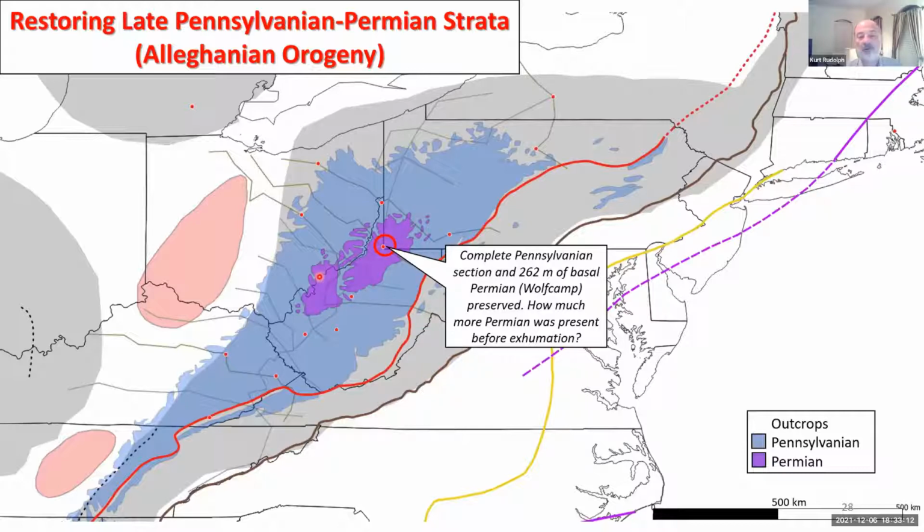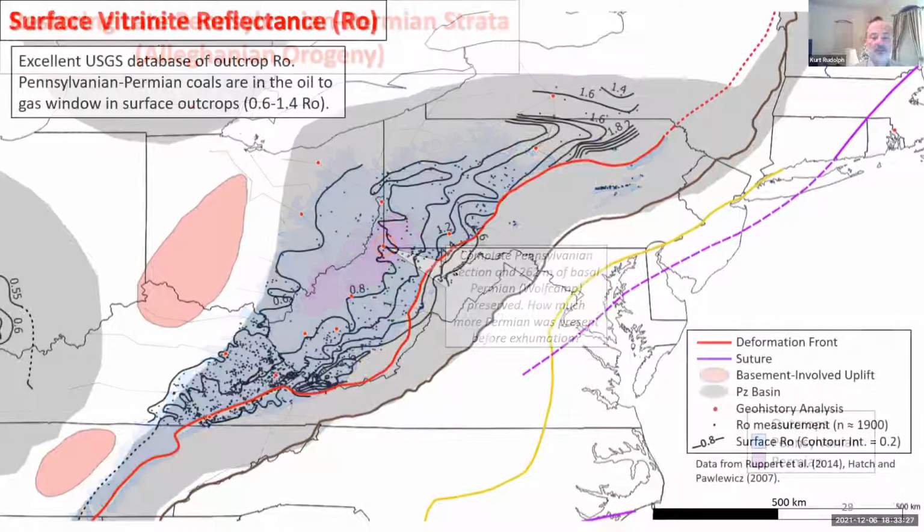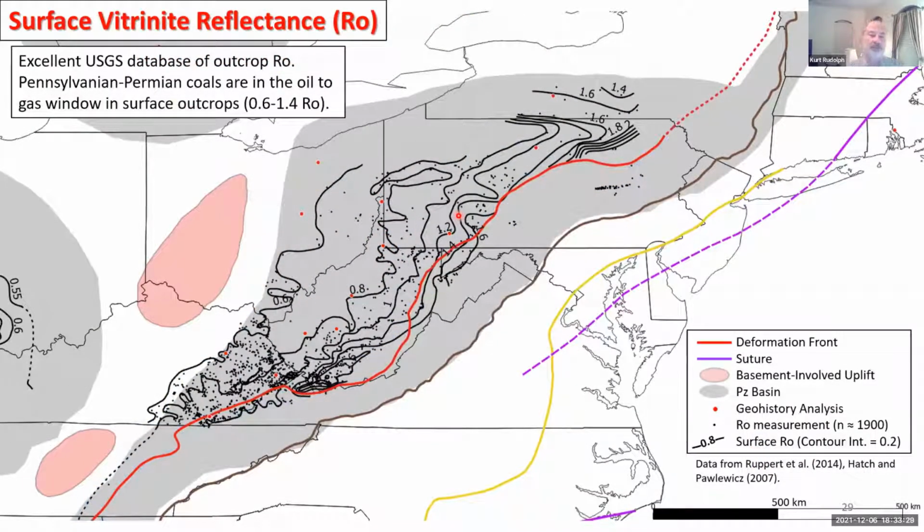So the question is, how much more Pennsylvanian in these areas and Permian as well was present? It's obviously a difficult problem, but it can give us some insights into this last of the orogenies. We have the luxury here of this really good USGS database of about 1,900 surface measurements from Pennsylvanian and Permian coals. It's basically a coal study that was done, and those are all these data points here.